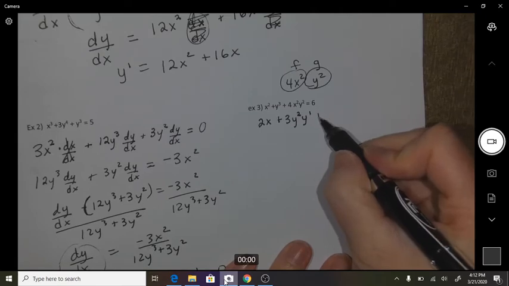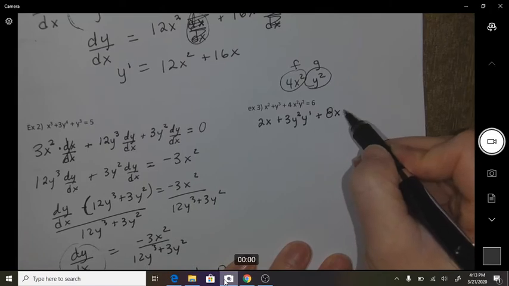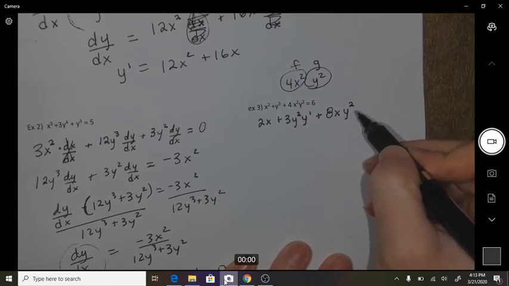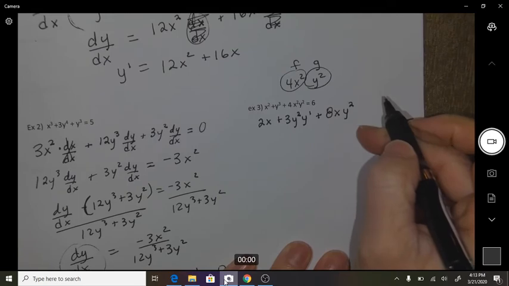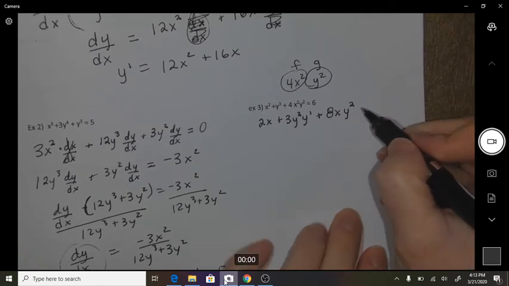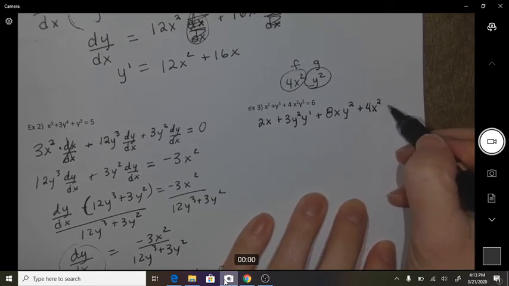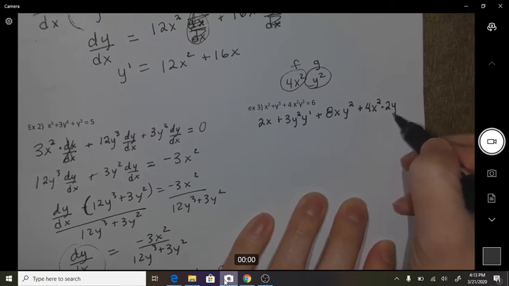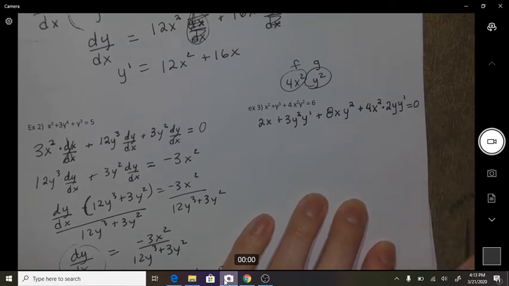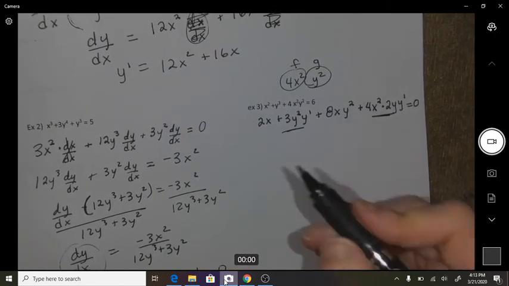Ready? Derive the first, keep the second. There's no y prime on that, right? Because I didn't differentiate anything with respect to y right now. Plus, keep the first, derive the second, and now I need a y prime because I derived something with y, equals 0. So this and this are going to have y primes in them.